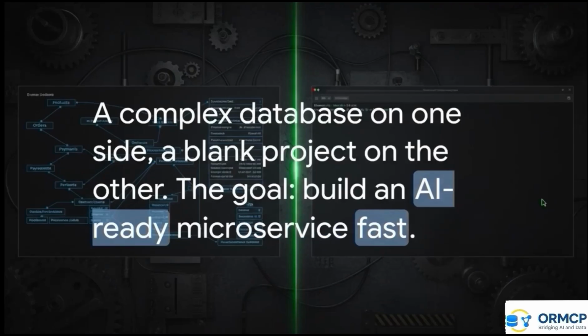So look at this. On one side, we've got this incredibly valuable asset, a pretty complex relational e-commerce database. It's packed with all this interconnected data that makes the business run. And on the other side, a totally blank project folder. So here's the challenge. How do we unlock all that siloed data and build an AI-ready microservice for it fast? Because in today's world, speed is everything. Waiting weeks for a team to manually code this stuff, that's just not going to fly.